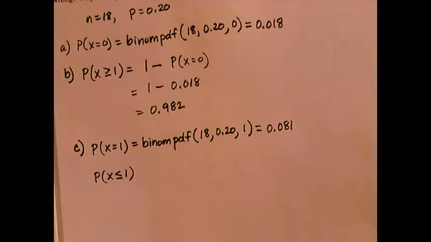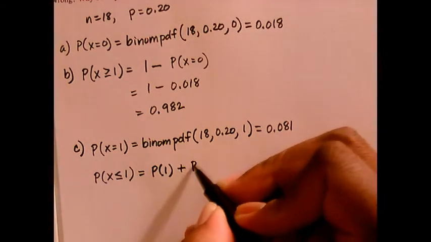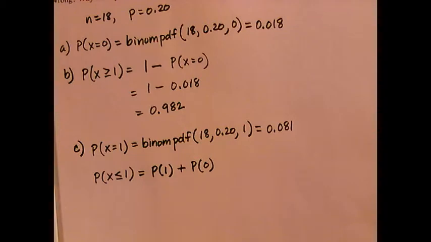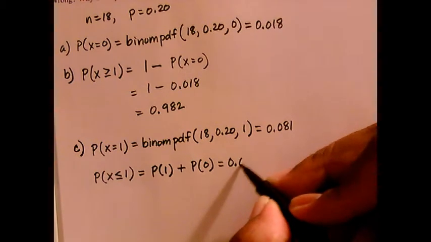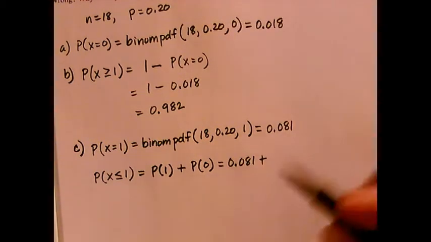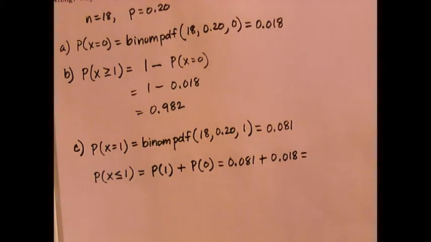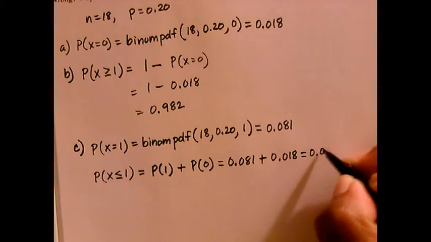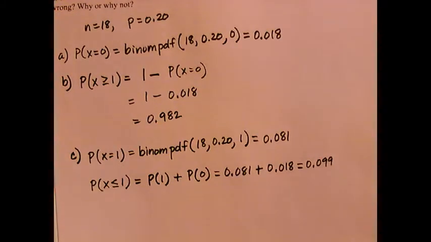Now from that, we can find the probability of at most 1, which in symbolic notation is X less than or equal to 1. And that means the probability that exactly one person watched the show, plus the probability that no one watched the show. Well, the probability of exactly one watching the show, we found to be 0.081. The probability that no one watched the show, we found in part A, that's 0.018. So if we add 0.081 to 0.018, you're going to get 0.099. So the probability that at most one household is tuned to Lindsay and Tobias is 0.099.